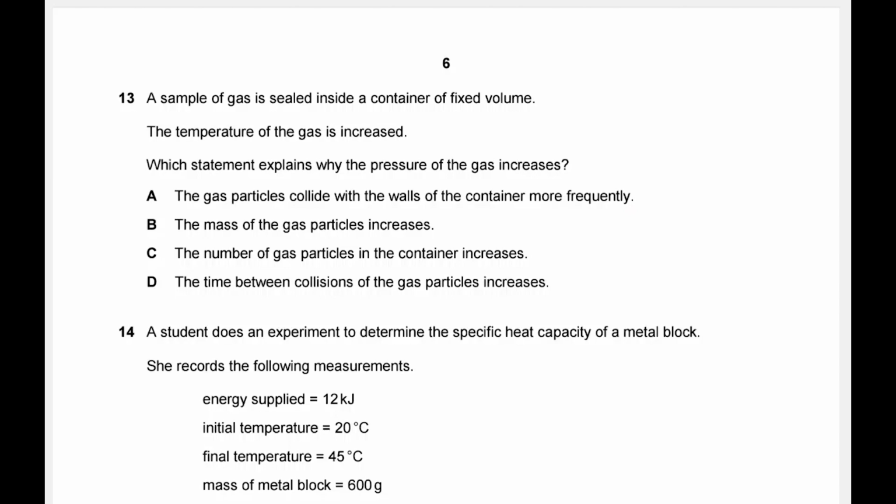Yes, since the temperature is increased, the gas particles will move faster and therefore they will collide more frequently with the walls of the container. Then the average force will be increased, therefore the pressure of the gas increases. So the answer is A.